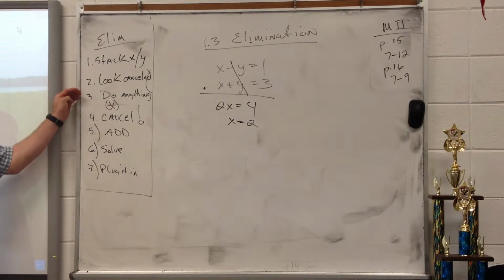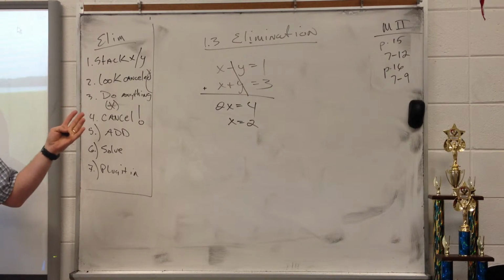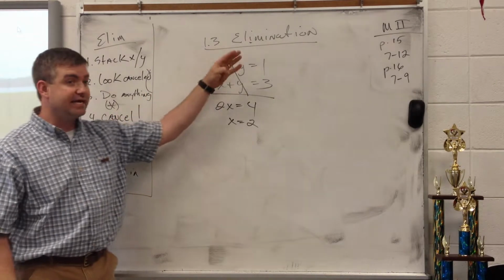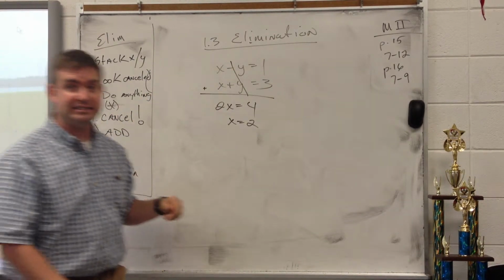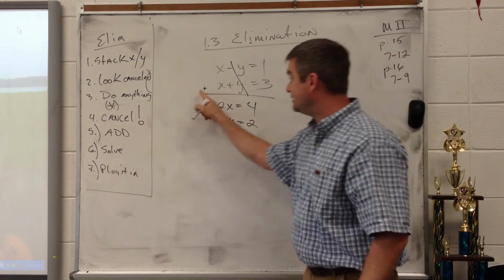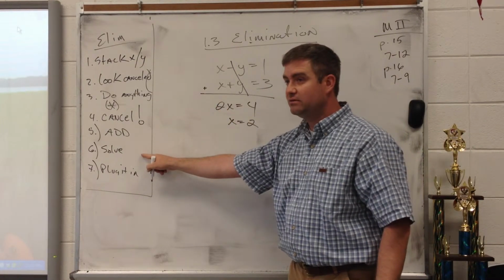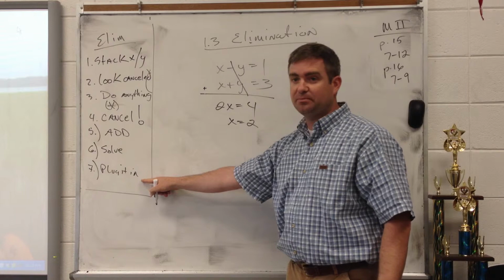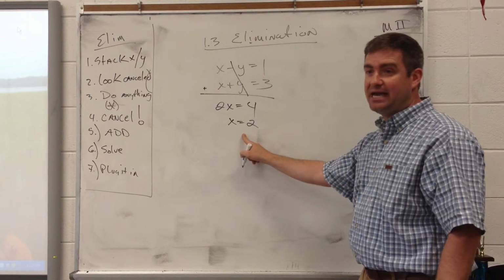Step number 3 says do anything we need to do. On this one we didn't have to do that. They were already set up. We had negative y and positive y, already set up to be eliminated. So we didn't have to do anything on this one. The next example we will. Number 4 says cancel. That's what we did. Step number 5 is add. That's what we did there. And then solve. Step number 7 is plug it in because we only have half the answer.